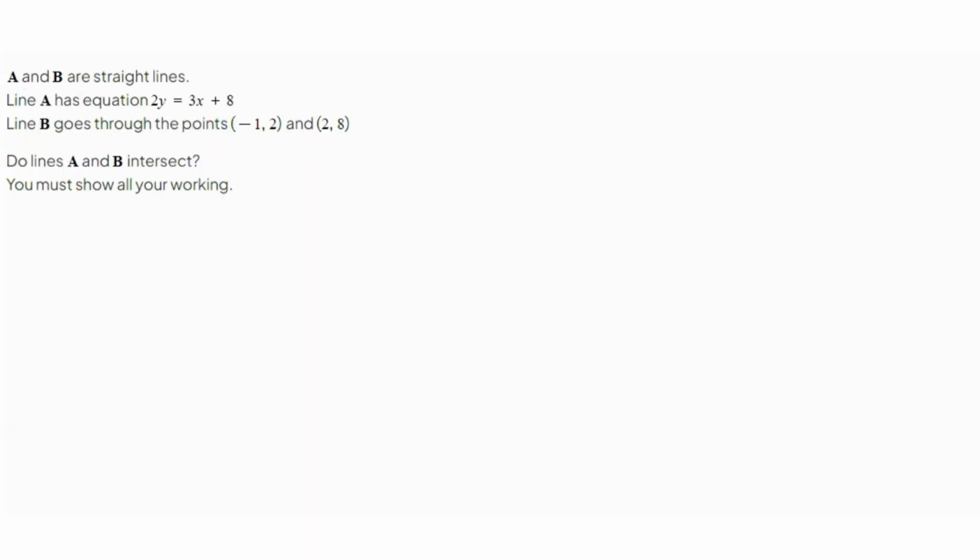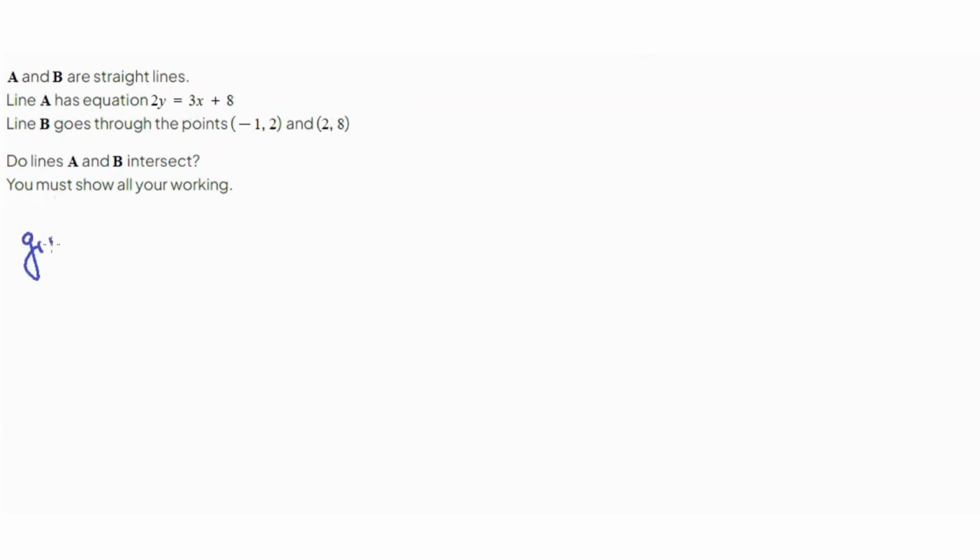In this question, it says that A and B are straight lines. Line A has the equation 2y equals 3x plus 8. Line B goes through the points -1, 2, and 2, 8. Do lines A and B intersect? So we already have the equation for line A. What we need to do first is find the equation for line B.